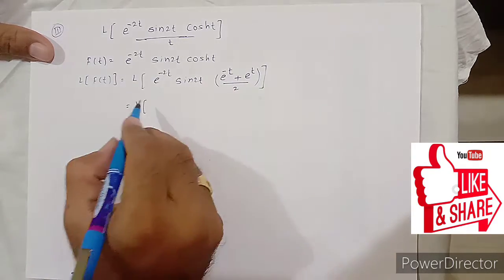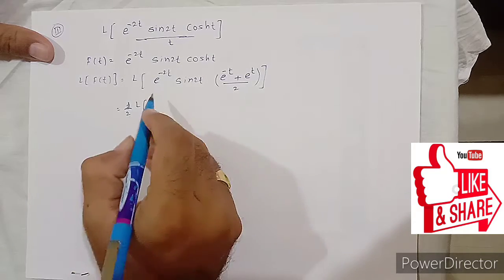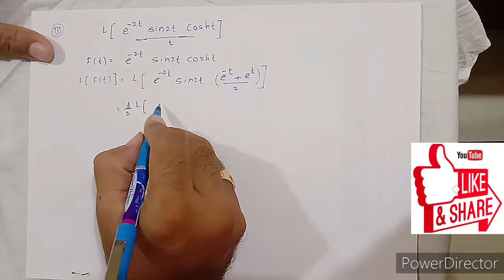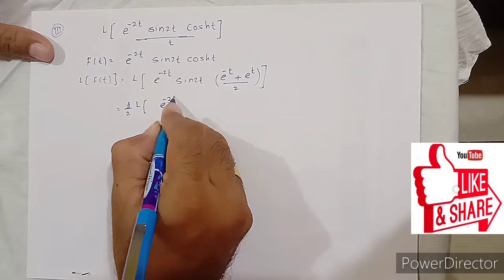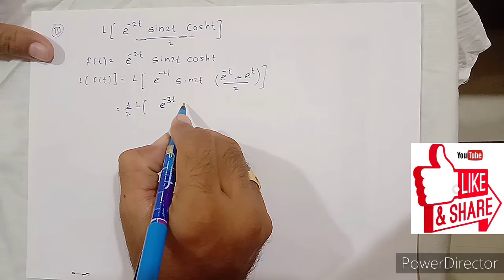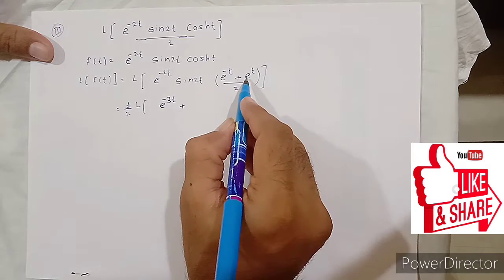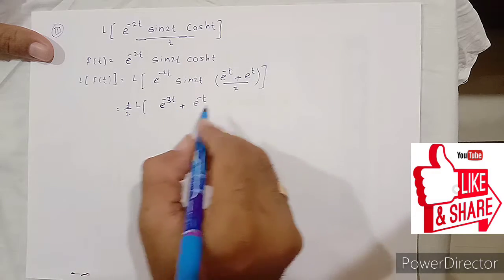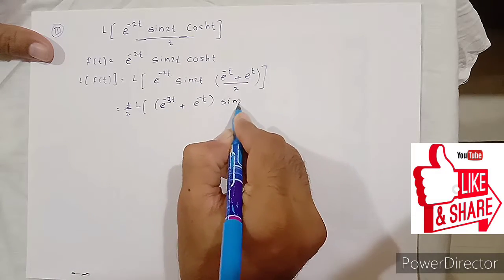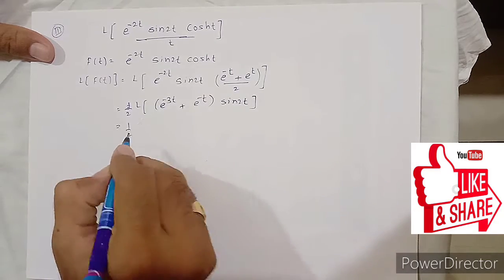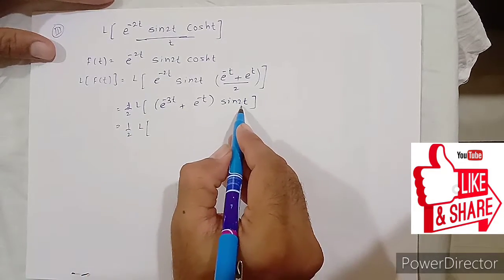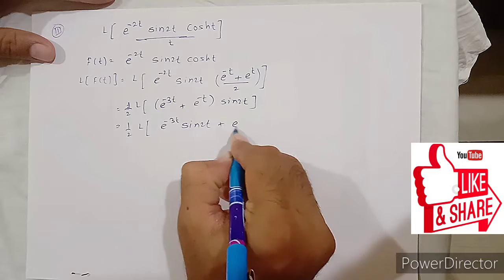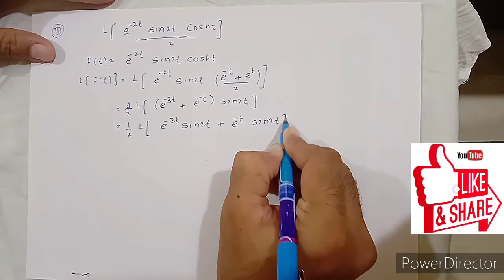Now what we do, that 2 we can put outside, right? So when e raised to minus 2t is multiplied to the bracket, it multiplies both the terms, right? So minus 2 minus 1 becomes e raised to minus 3t, right? And plus e raised to t into this one, this is e raised to minus t, right? And sine 2t is as it is. Before Laplace we multiply sine 2t, so e raised to minus 3t sine 2t plus e raised to minus t sine 2t.